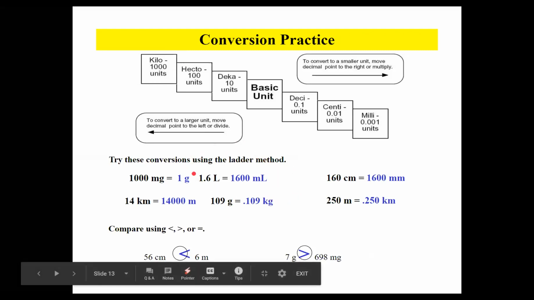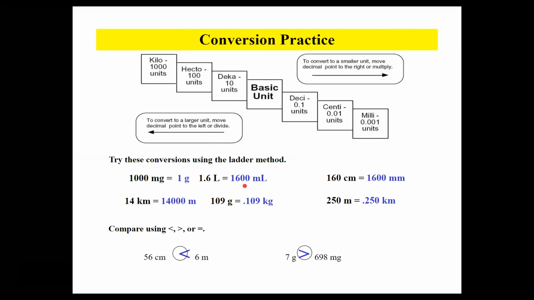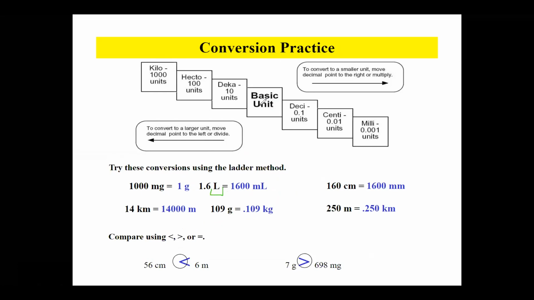We'll do this guy right here. It says that 1.6 liters is 1,600 milliliters. Let's use our ladder method to make sure that is correct. Our starting unit is liters, one of our basic units. We've got grams, meters, and liters. So we're going to start with liters.